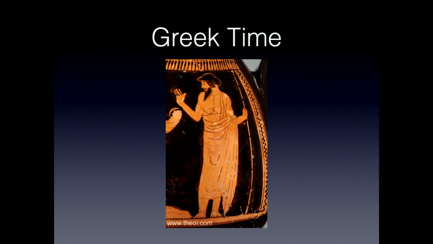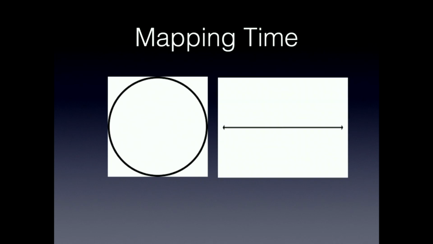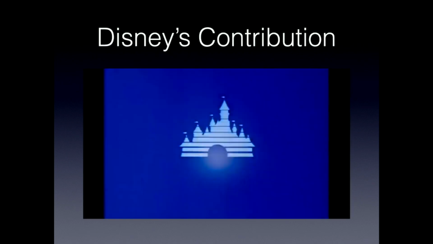Okay? We have, in the Western world, very much been influenced by the Greek concept of time. There's a couple of problems with that, one of which is time travel. But if we map time in the ancient world, it looks like this. If we map time in the Greek world, it looks like this. But those aren't the only ways. Then there's Disney's contribution.